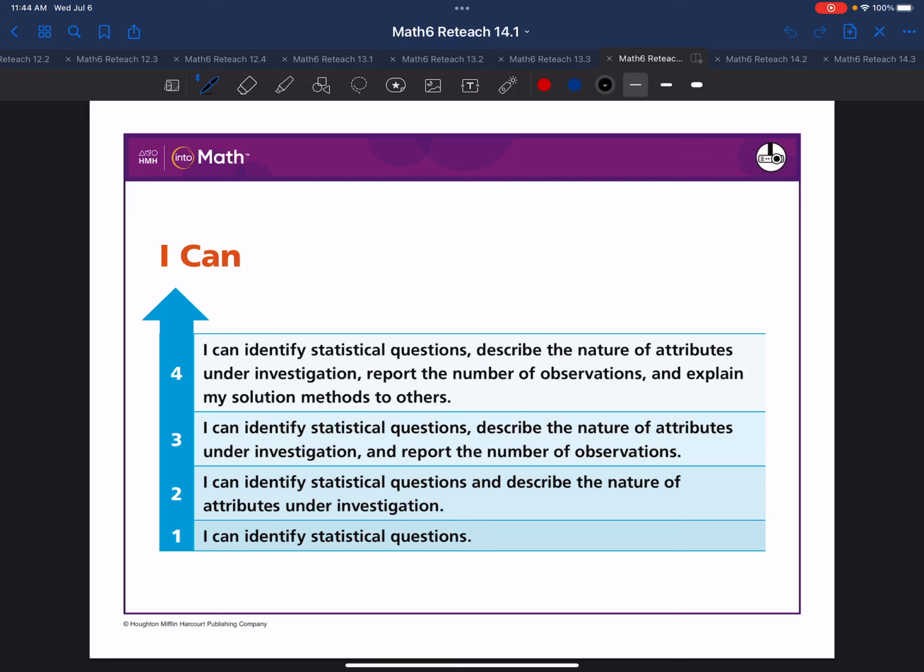Today we will review 6th grade math lesson 14.1. This lesson will cover how to explore statistical data collection. Here's your I can statement. I can identify statistical questions, describe the nature of attributes under investigation, and report the number of observations and explain my methods to others.